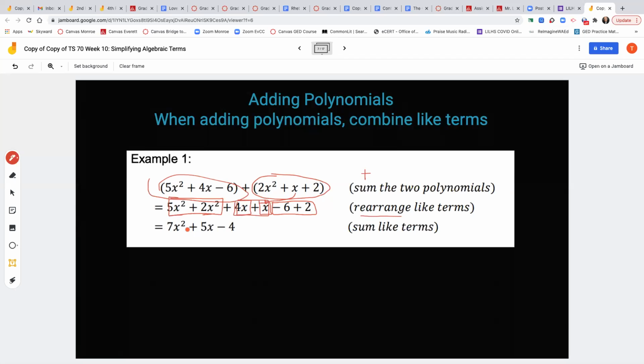Now, we're going to go ahead and combine them. 5x squared plus 2x squared is 7x squared. So this becomes this right here. This box here, I really want to reinforce, is all one box. That box there, 4x plus 1x is 5x. That becomes this. And my constants, minus 6 plus 2, would be negative 4, so minus 4. That is combining like terms, simplifying algebraic terms.